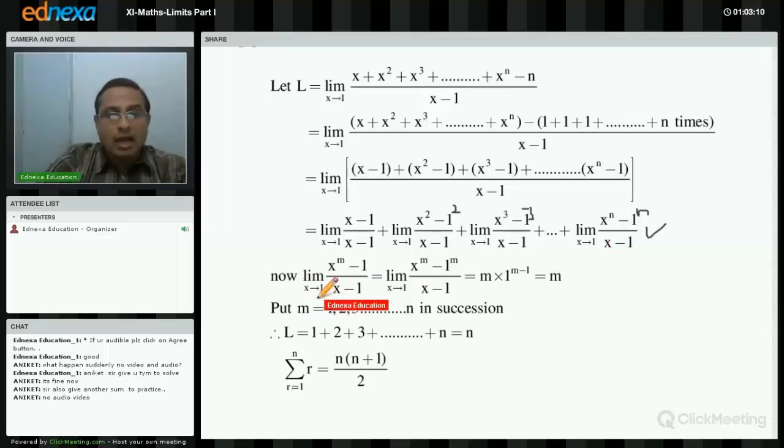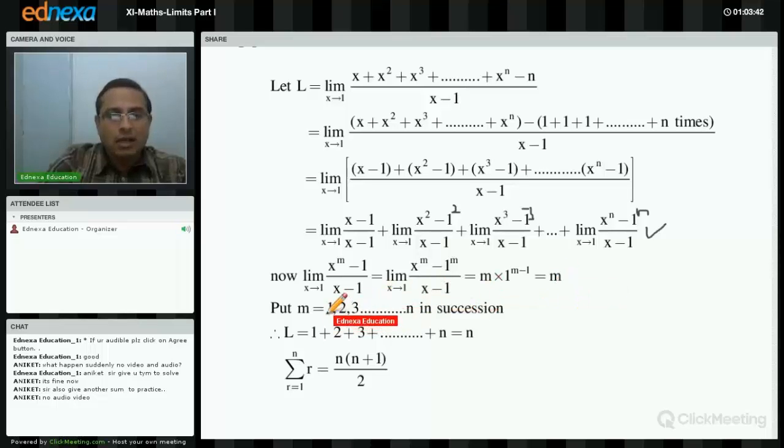Now, here I have said, what is the limit of x raised to m minus 1 upon x minus 1? What is m? Any natural number. What is the value of this limit? I can replace this 1 by 1 raised to m. Now this is a standard limit. The answer is m into the tending value 1 raised to m minus 1. Note that 1 raised to m minus 1 is 1. So finally it is m into 1, that is m. So this is the general case now.